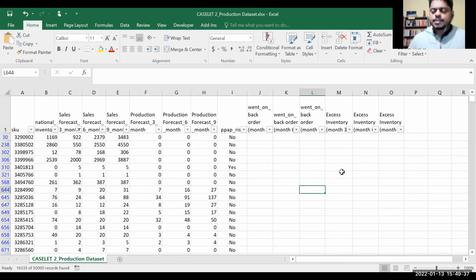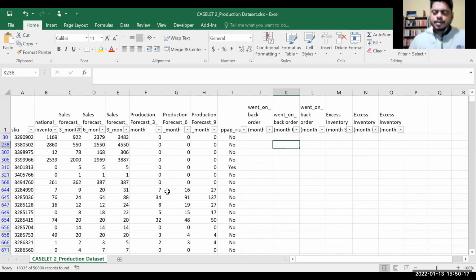Similarly, for the excess inventory, where you have inventory and you do not have any sales forecast: here, if you see, 2860 is inventory and the sales forecast is 550. That means here you will have excess inventory: 2860 minus 550 in 3 months. Then in the next 6 months, it will actually get into back order. Why? Because how much inventory is left? 2860 minus 550 is 2310, but you have a demand of 2550. So in 6 months you will get into back order because there is no production forecast.